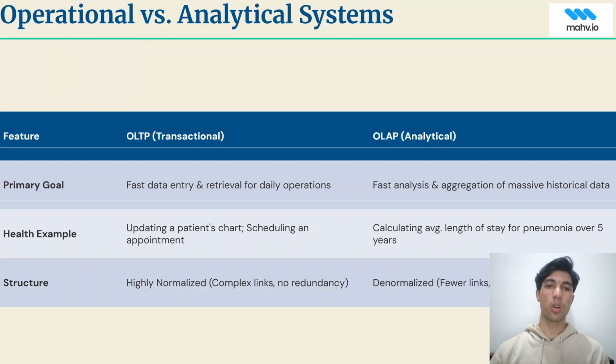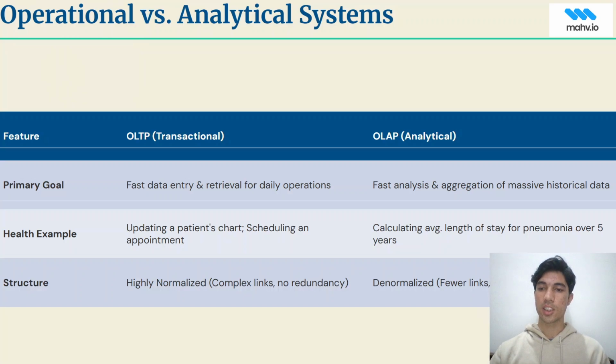On the other hand, we have the OLAP systems, which are analytical. Their priority is to analyze data, like fast analysis and aggregation of massive historical data, and that's their primary goal. An example of a transactional system would be updating a patient's chart or scheduling an appointment. So basically, like a normal hospital management system or hospital database. On the other hand, analytical systems are used for calculating average length of stay for pneumonia over 5 years. So basically, long-term insights extraction.